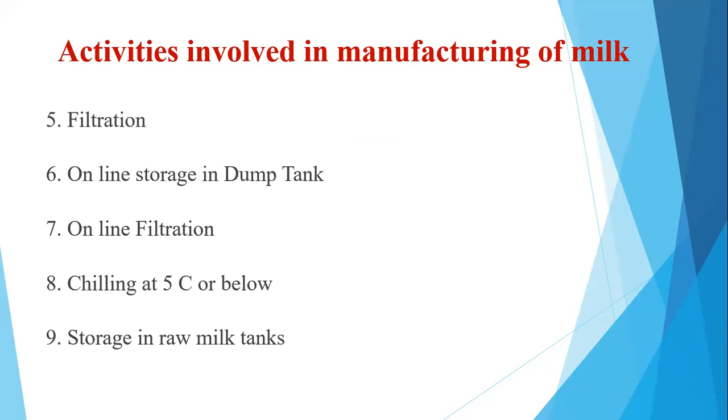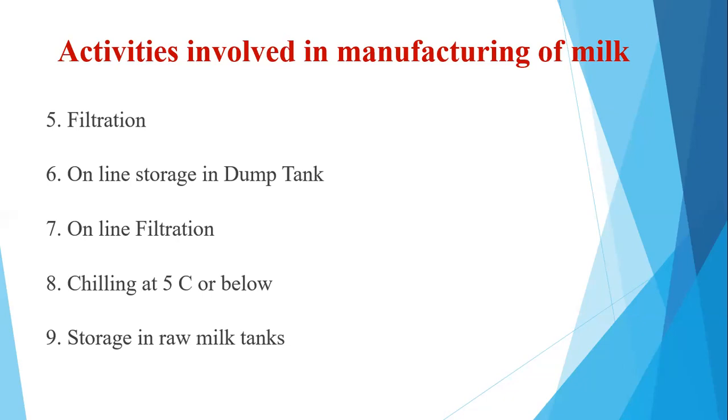Then an online storage in dump tank, where the milk after the filtration, okay, the milk that is being received, is stored in a tank which is usually called the dump tank, where you dump in all the milk that has been filtered. Then there is an online filtration process that takes place. Once again, the milk is stored in the tank, and is then filtered again. Okay. Then chilling at 5 degrees Celsius or below.